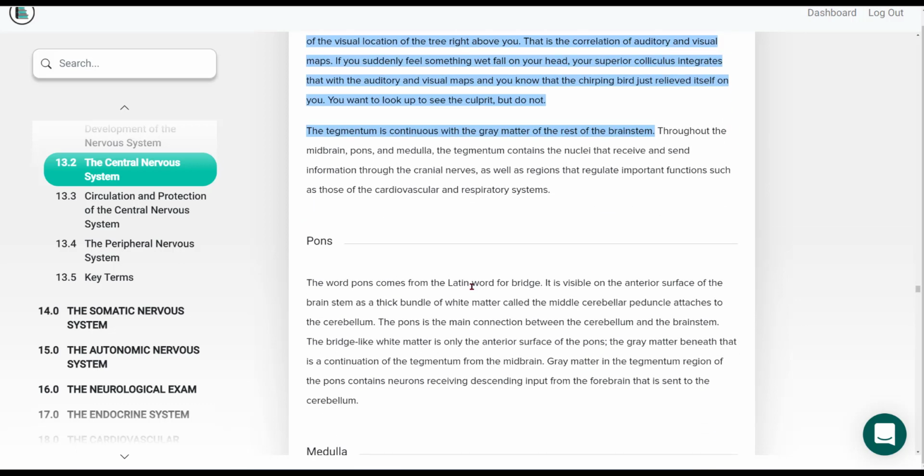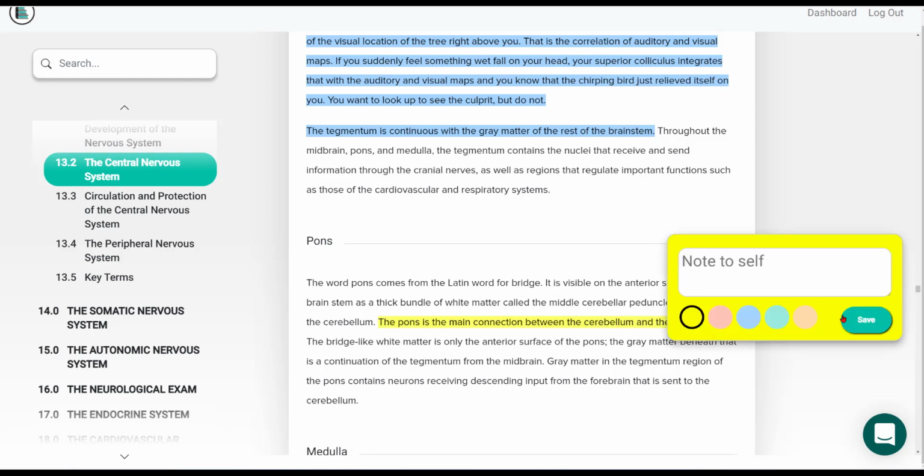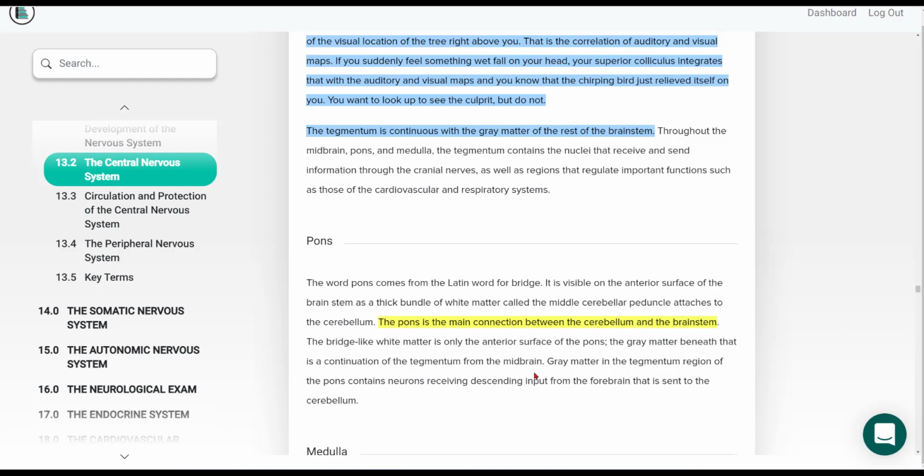Let's take a look at the pons. The pons is derived from the word for bridge. It's basically sort of the bridge as we think about information coming up through the spinal cord. It also connects over to the cerebellum. Okay, so the pons is the bridge between the cerebellum and the brain stem. That's why it's called the bridge, right? The pons.